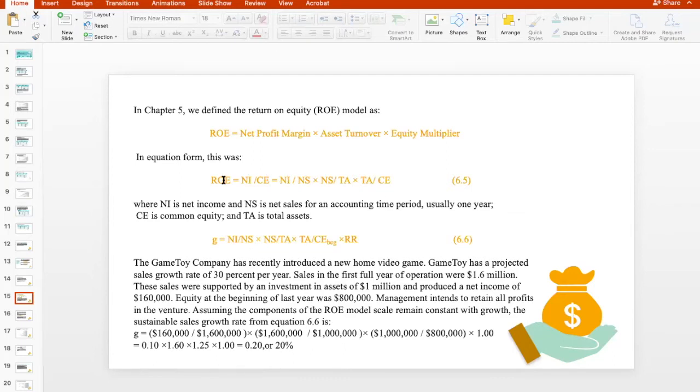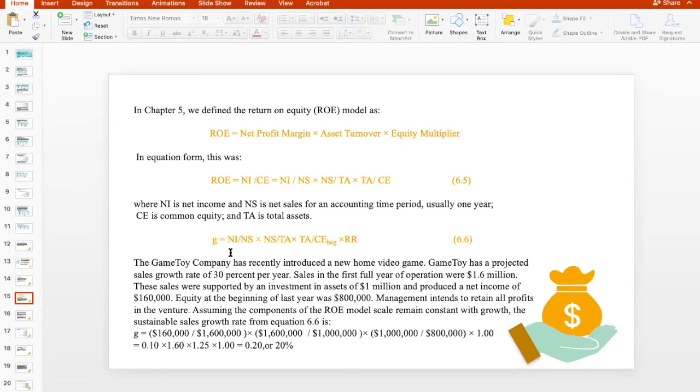So we are just trying to rewrite the ROE formula in order to have more details, to know which part will influence the most the ROE. Is it the net profit margin or the asset turnover or the equity multiplier? So it's a very interesting model.